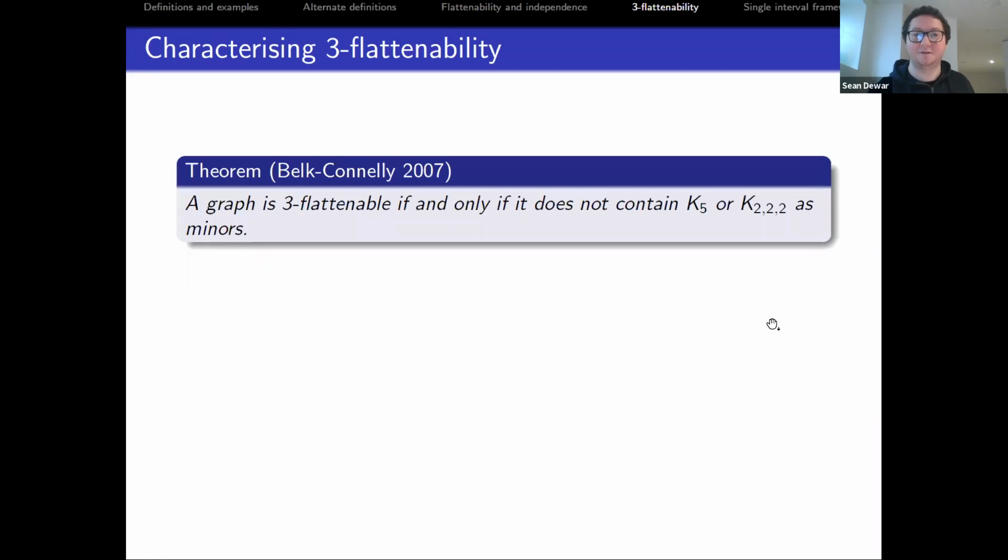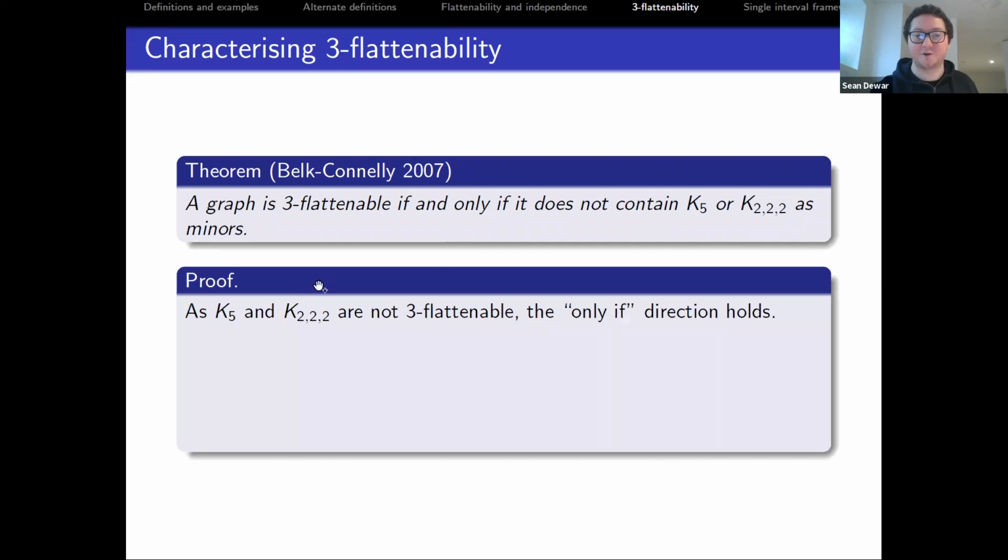Okay. With all this, you combine all this together, and we're going to be able to show the theorem. So a graph is going to be 3 flattenable if and only if it doesn't contain K5 or K22 as minors. So as K5 and K22 are not 3 flattenable, the only direction we need to do is the other direction. Okay, so we only need to show that if a graph does not contain them, then it is 3 flattenable.